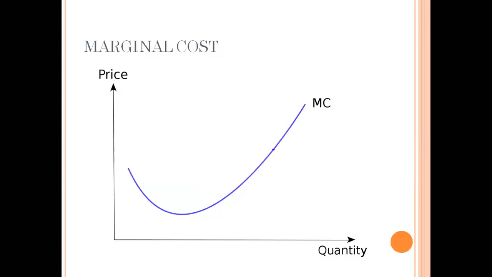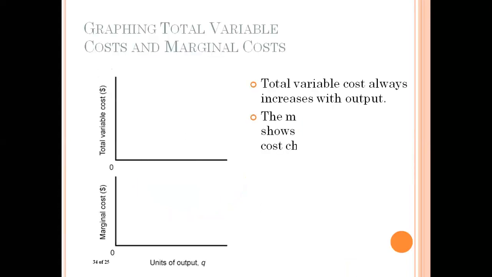It is also a U-shaped curve. First it falls, comes to its minimum, and then it starts increasing, making a U-shaped curve, and it makes a U-shaped curve because of the law of variable proportion. All right.